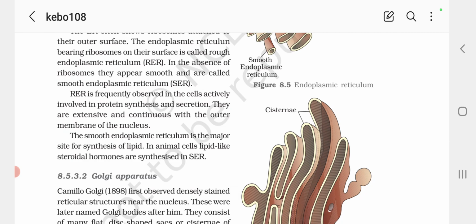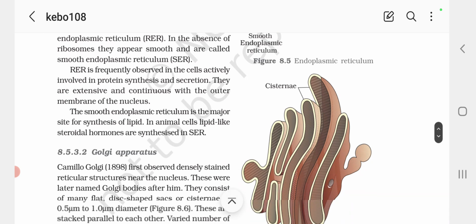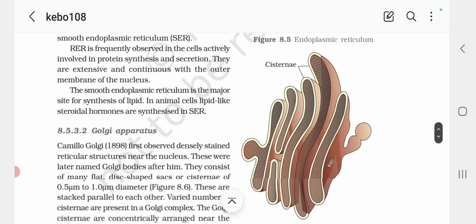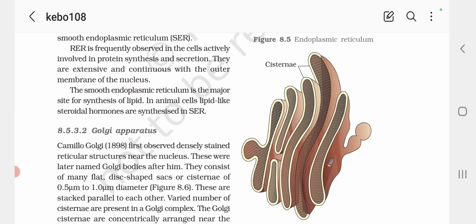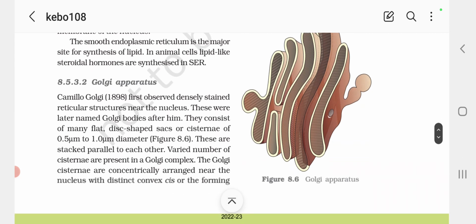Rough endoplasmic reticulum is frequently observed in the cells actively involved in protein synthesis and secretion. They are extensive and continuous with the outer membrane of the nucleus. The smooth endoplasmic reticulum is the major site for synthesis of lipid. In animal cells, lipid-like steroidal hormones are synthesized in the SER, that is, the smooth endoplasmic reticulum.